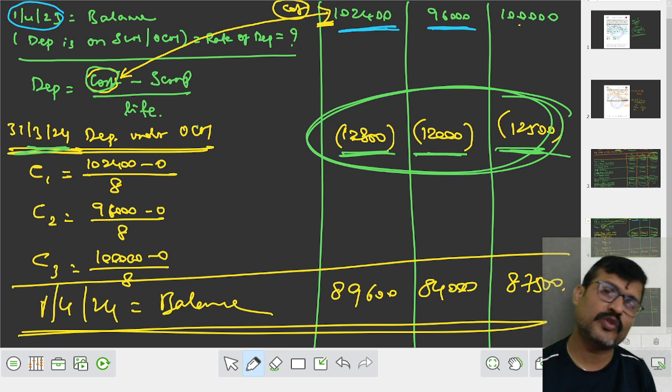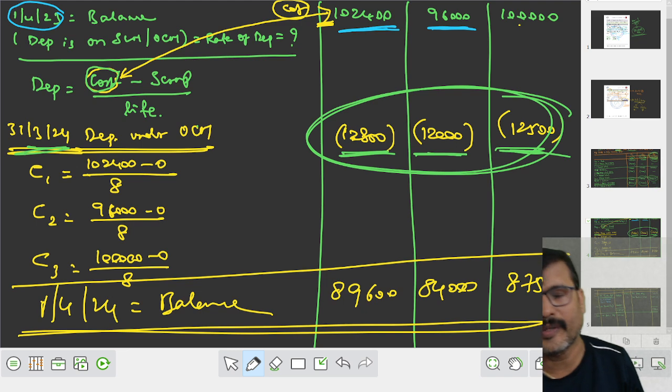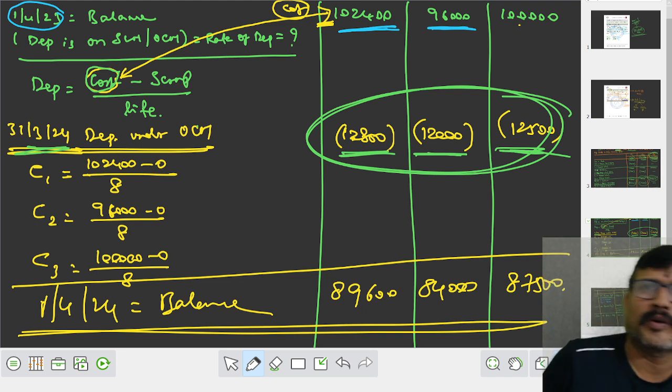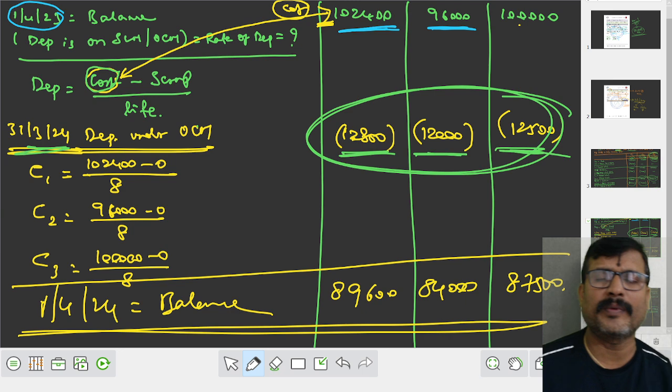Okay. Please go through this problem, my dear student, wherein the method of depreciation is changed. Like this, 3 problems are there, we will solve all the 3 problems under this.